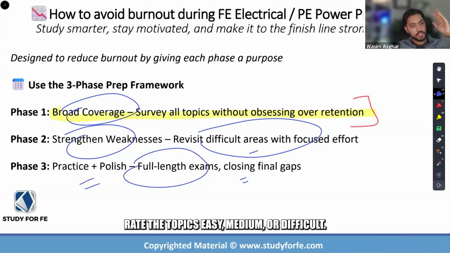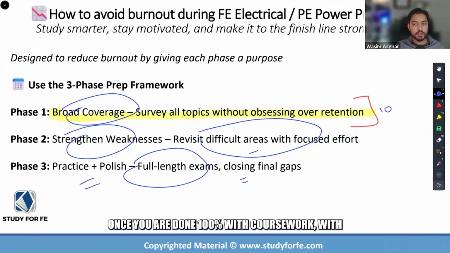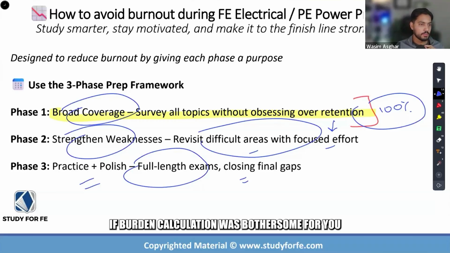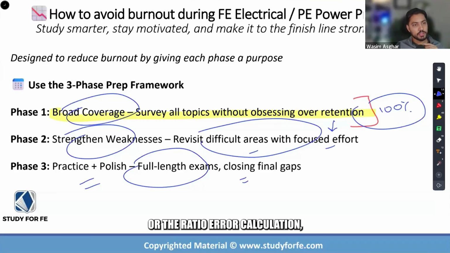Rate the topics easy, medium, difficult. Once you're done 100% with the coursework, with the progress completion, you then move on to phase two. In phase two, you're going to be doing intentional, selective, strategic review, where you open up that spreadsheet that is tracking your strengths and weaknesses. And now in section number one of PE power, if burden calculation was bothersome for you, or the ratio error calculation, the knee point of a CT, whatever the topic is, then you go to that particular piece of knowledge, work through the practice problems, lecture resources, whatever you're using, and then hammer that one more time.